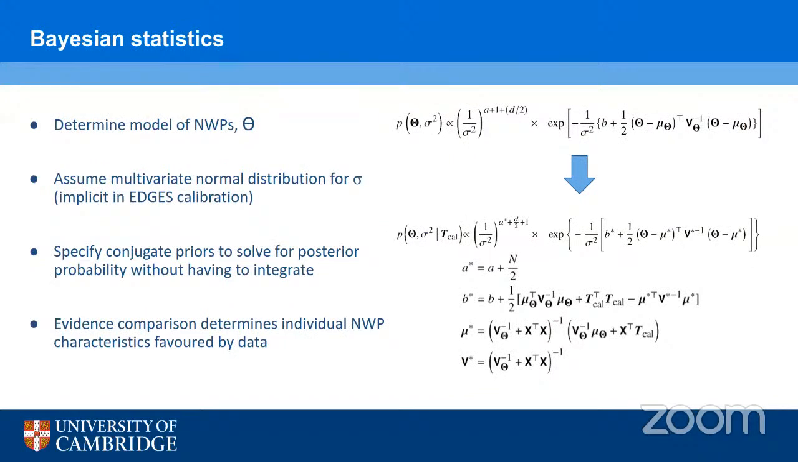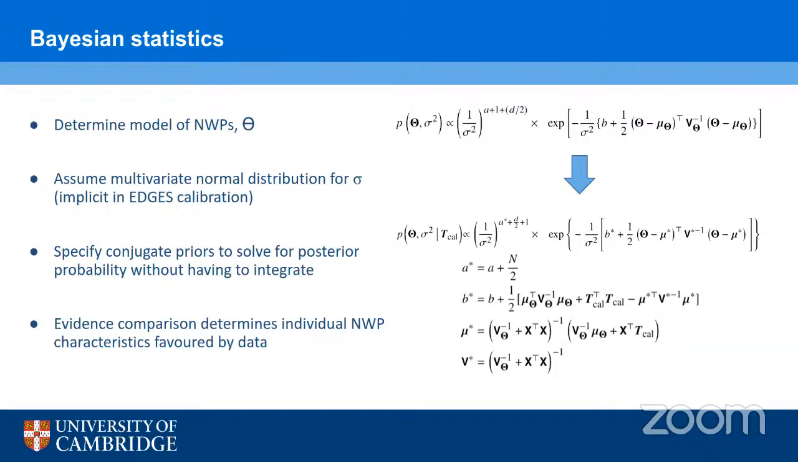In derivation of our noise wave parameters, our model theta, we assume a multivariate normal distribution for sigma. We specify conjugate priors to solve for the posterior distribution of our noise wave parameters without having to integrate. We also use evidence comparison to determine individual noise wave parameter characteristics that are favored by the data. On the top right, we see our prior distribution, which leads to our posterior distribution through an updating of the distribution hyperparameters shown in the last four equations on this slide.